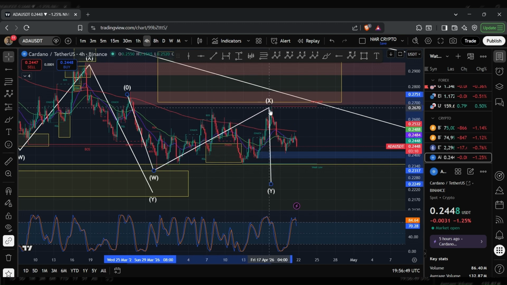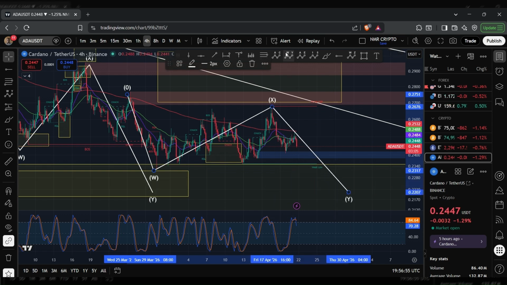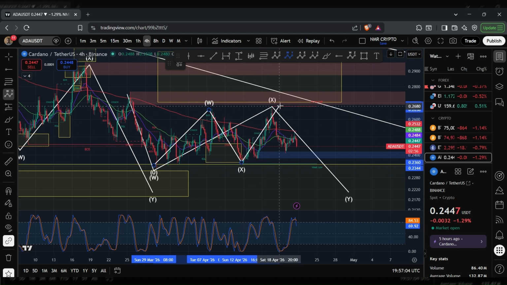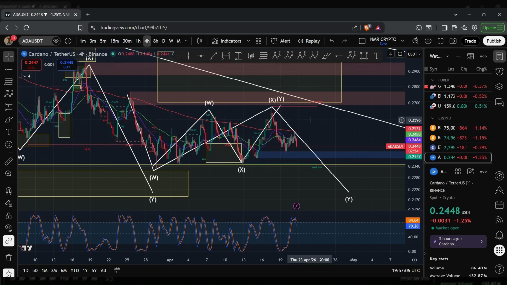And assuming that we ended up topping off over here, this X wave would then be made up of an internal three-wave move. And so what I'm looking at for right now is for this whole move to the upside to form the W wave, and for this correction to form the X wave, and for this reversal to the upside to form the Y wave.